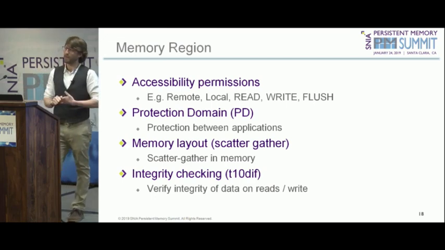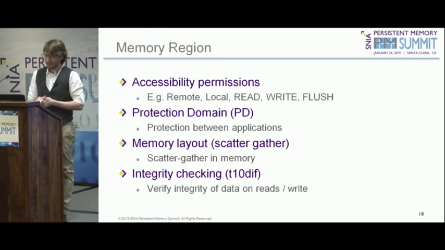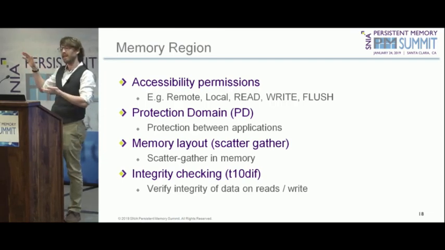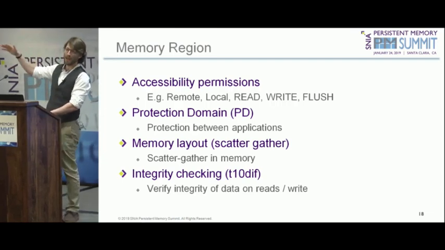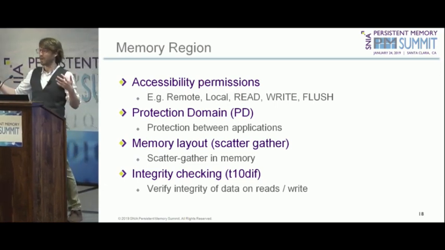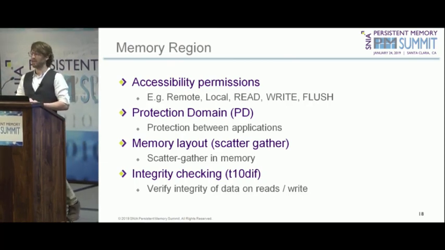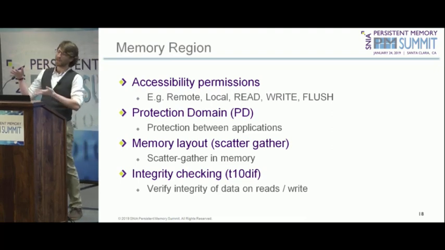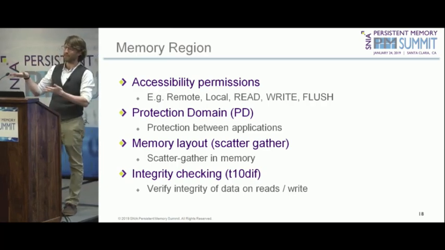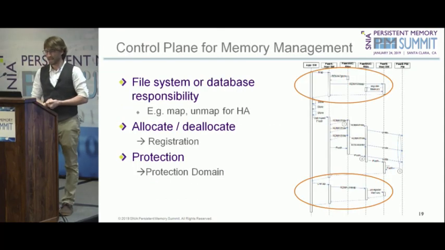I provide a protection domain, which is associating this memory region with a set of connections that can access it. I provide a memory layout. For example, I can choose a scatter-gather list in my memory and say, this is the memory region I have. It doesn't have to be contiguous. It creates a virtual addressing for a scatter-gather. And I provide today integrity checking. For example, I can say that this memory region is protected by T10-DIF, and the adapter needs to add or strip T10-DIF when there is access to this memory region. So that's nice.